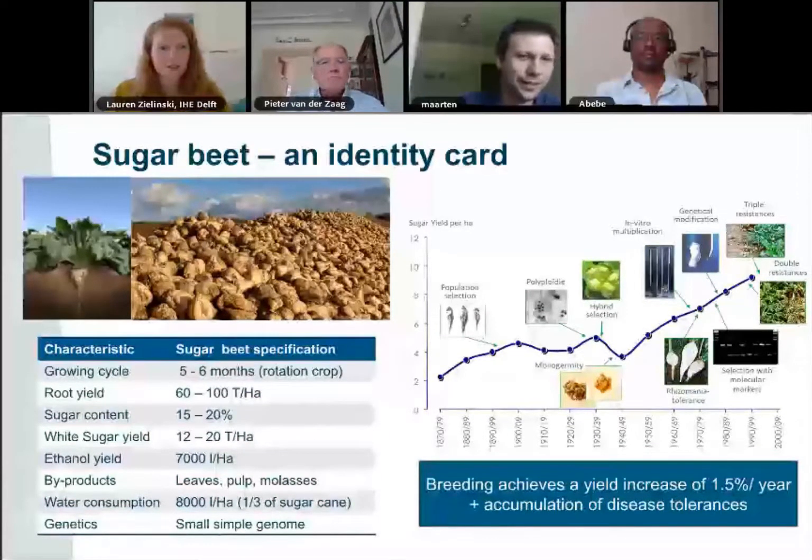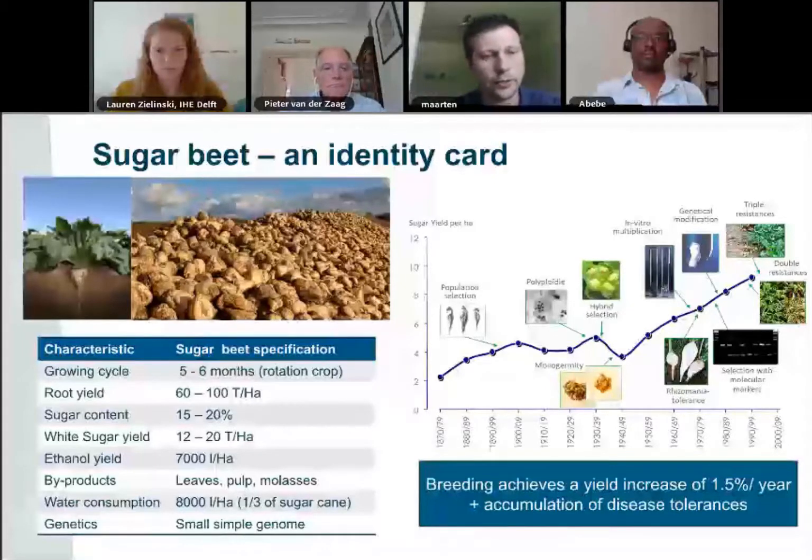So sugar beet, it's not a perennial crop in contrast to sugar cane. So it's sown and then 5-6 months later the roots are harvested, piled up, as you can see there on the picture, and transported to the factory and processed for sugar extraction. Yields typically are 80 to 100 tons of root yield per hectare, and in some regions up to 140 tons, and in more stressful regions a little bit less.